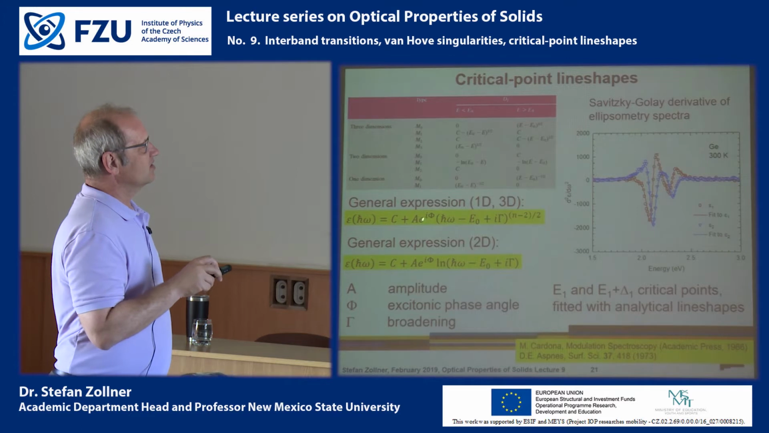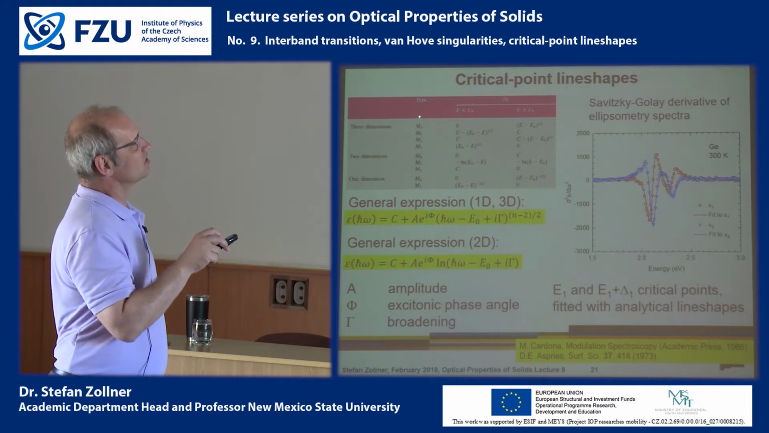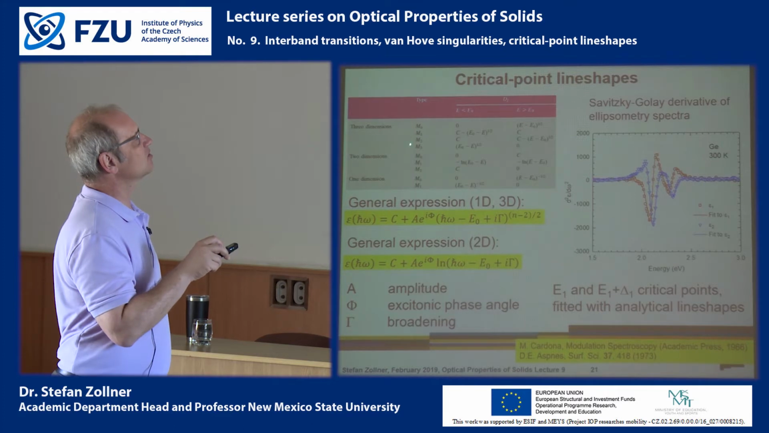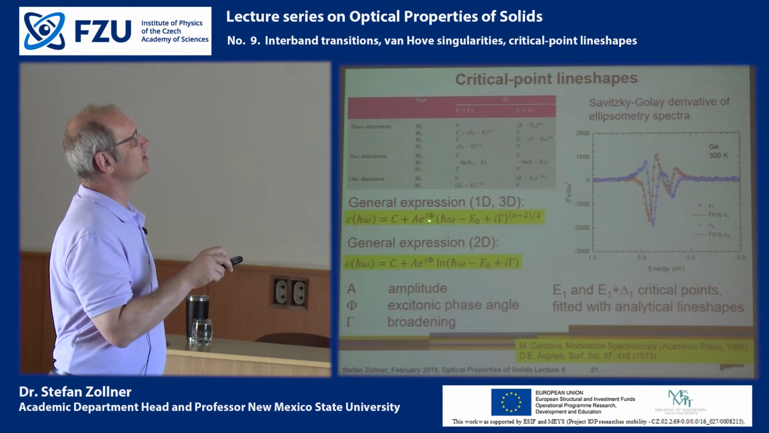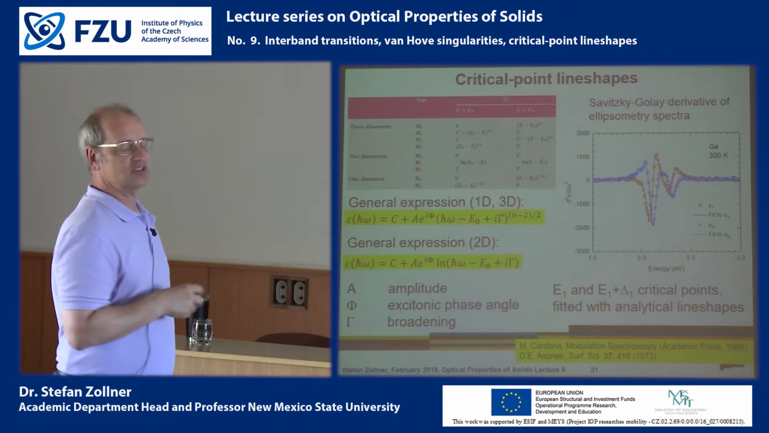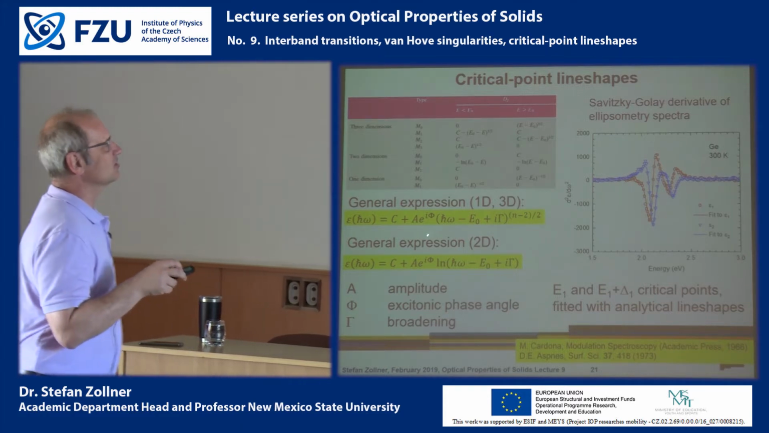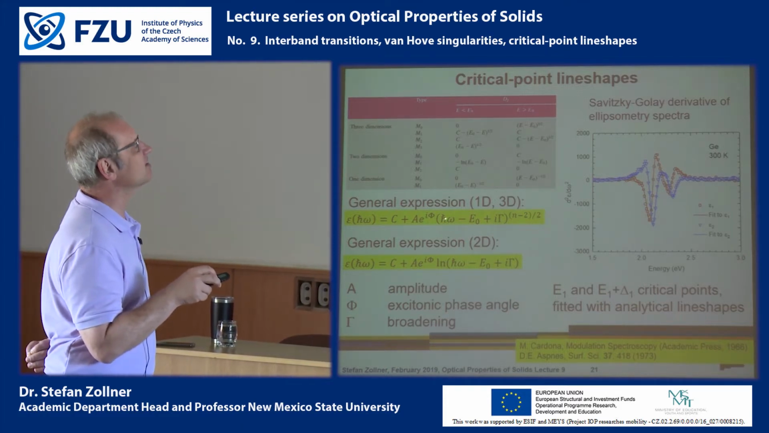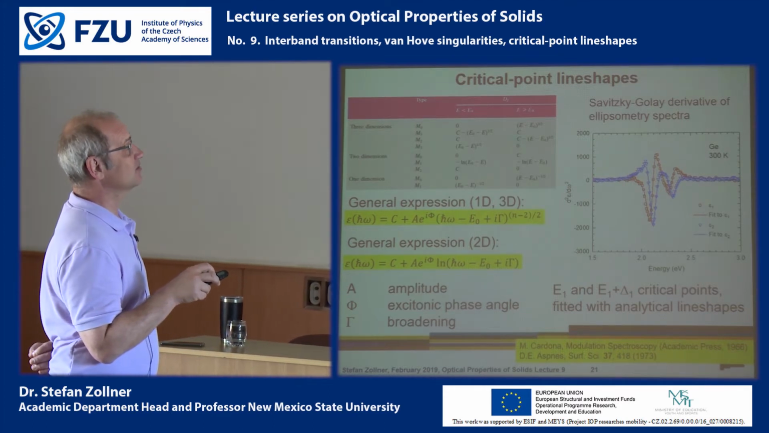So this excitonic phase angle can consider excitonic effects, and it can also consider mixtures between the different types of critical points. So for a 3D M0 critical point, this angle here is 90 degrees. It should be 90 degrees, but in the experiment we actually don't always see it as 90 degrees. So that's why this phi here can have other values, and it needs to be treated as a fitting parameter.